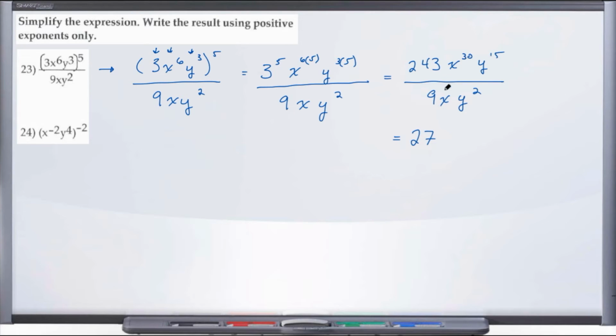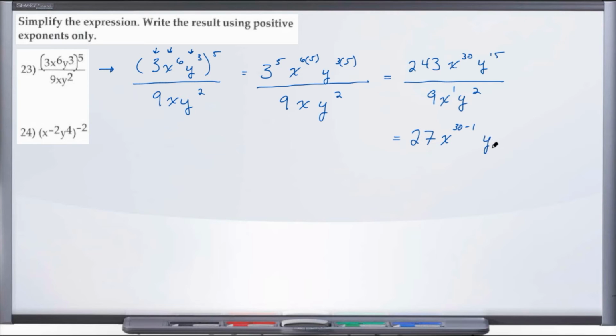And now let's take a look at our x's, and we want to ask ourselves, are we top heavy or bottom heavy? Meaning, is the power of the x greater on top in the numerator or greater in the bottom in the denominator? Well, the power here for this x is just 1, right? And so we can certainly say that we are top heavy. The power is greater for the x in the numerator. And so since the numerator is larger, we're going to subtract the power in the denominator from the numerator. So what we end up with is x to the 30 minus 1, because we subtract here.